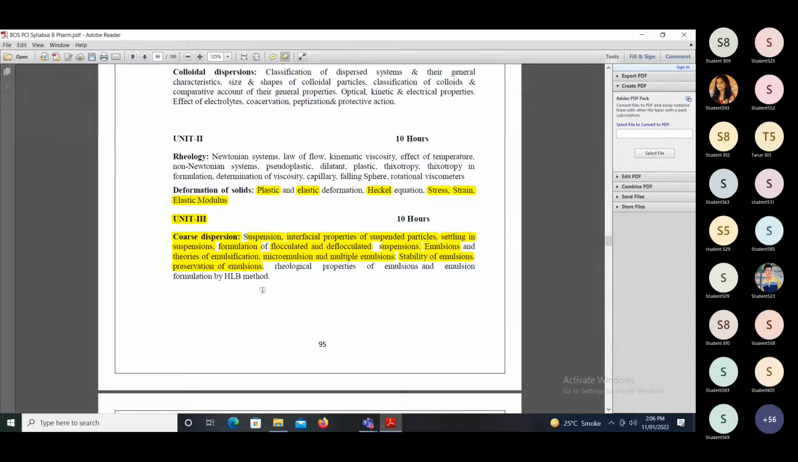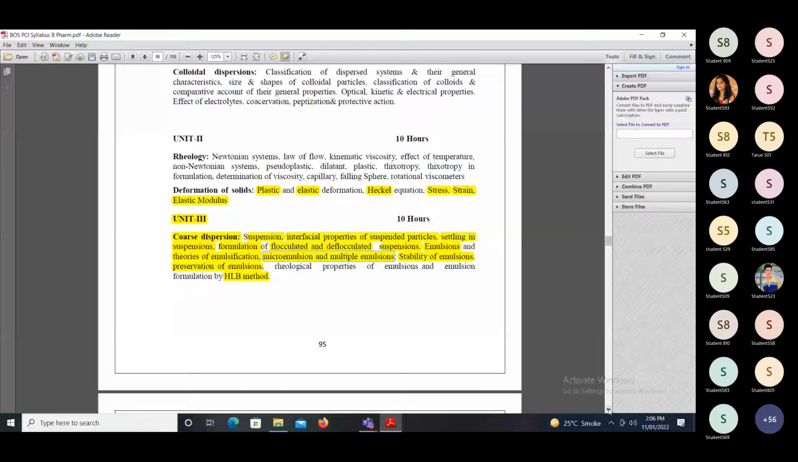You have to go for the determination of preservatives, the different types of preservatives which are used in emulsion formulation and suspension formulation. Then rheological properties of the emulsions and suspensions, you have to determine it. And also here we are going to study the hydrophilic lipophilic balance method. We have to use it for the calculation of the rheological characteristics for the drug molecules. This is about the third unit. It is called coarse dispersion.